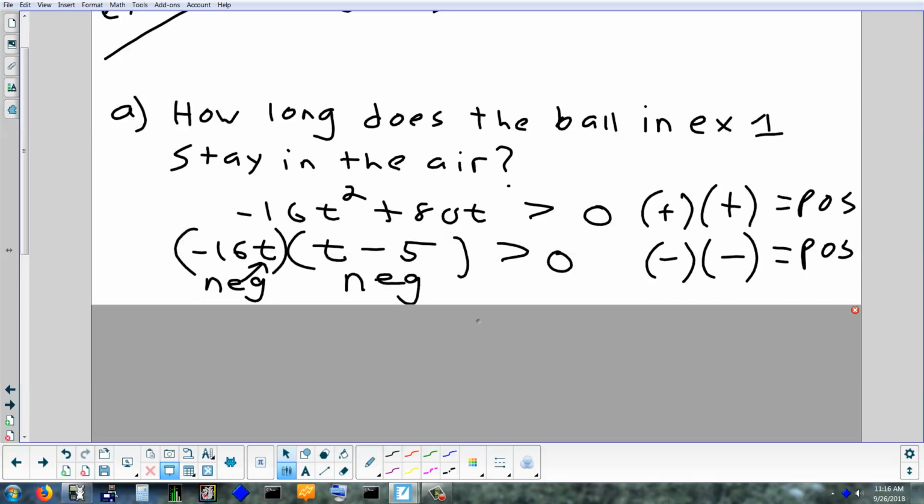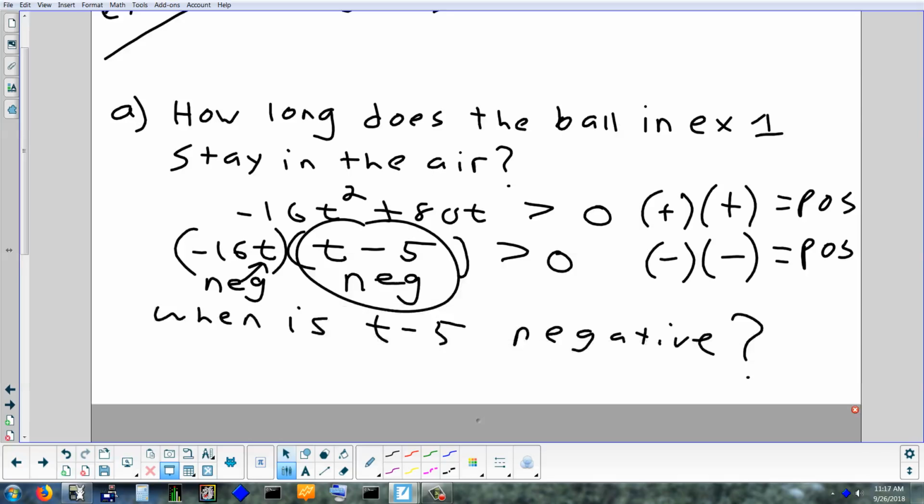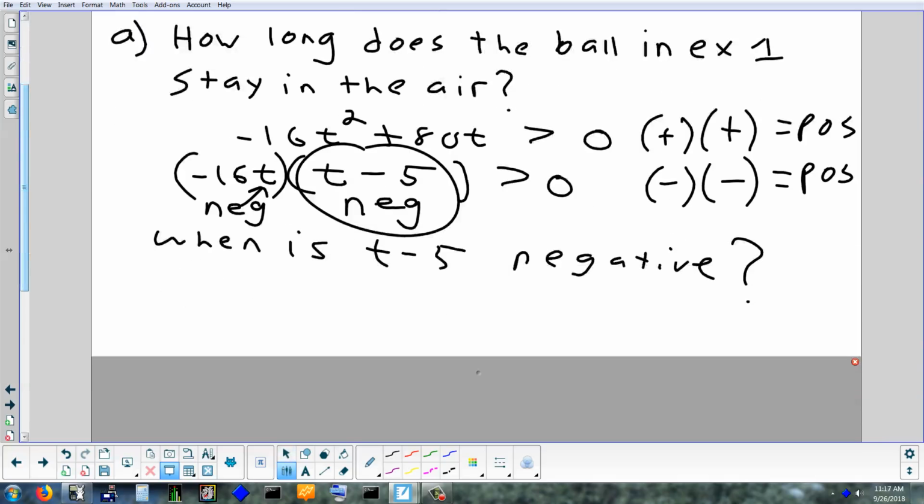If t is 3, it comes out negative. If t is 6, it comes out positive. So this one has options. The first one doesn't. First one is always negative. So, when is t minus 5 negative? All right, so just think about it like this. When is t minus 5 less than 0? As long as t is less than 5. So what that means is the ball is in the air for less than 5 seconds. It's in the air like 4.9 repeating. At 5 seconds, it hits the ground.